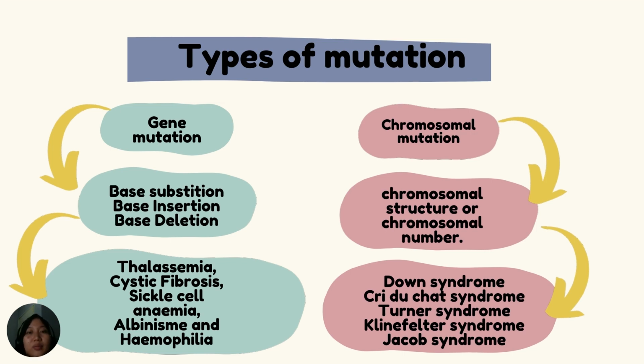The second type of mutation is chromosomal mutation. Having the name chromosomal mutation means that the mutation occurs at the chromosome. So it can be either changes in the structure of the chromosome or changes in chromosomal number. The diseases that can be caused by chromosomal mutation are Down syndrome, Cri-du-chat syndrome, Turner syndrome, Klinefelter syndrome, and also Jacob syndrome. So basically, those are the two types of mutation: gene and chromosomal.